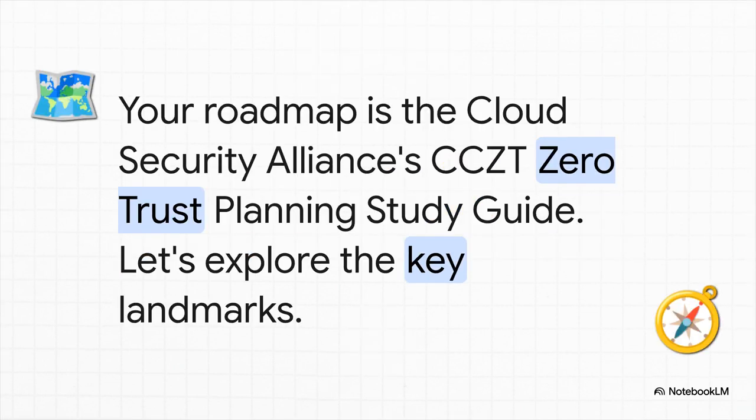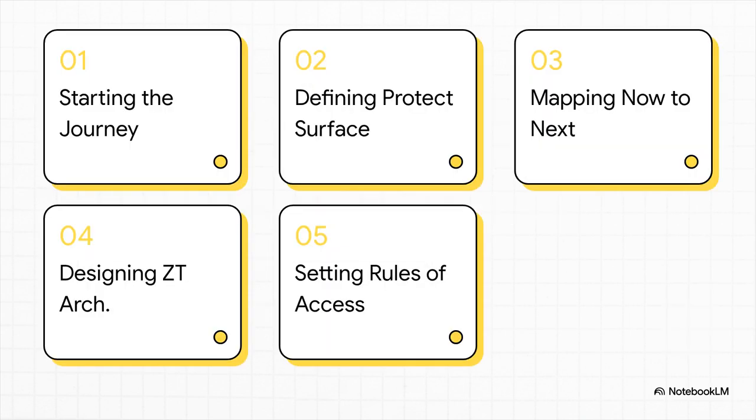This is our roadmap. It's the Cloud Security Alliance's study guide for their Zero Trust certification, and it is brilliant. It breaks the whole planning process down into these manageable, understandable phases. So for this explainer, we're going to walk through the key landmarks together. So here's our route for today. We're going to cover starting the journey, then get into the super important concept of the protect surface. After that, we'll look at how to map out where you are versus where you want to be, then dive into designing the architecture, and finally, we'll talk about setting up the rules that make it all work.